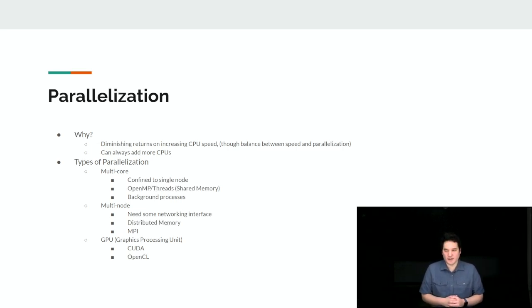Finally, kind of the newest type is using GPUs or graphics processing units. So you have your graphics card that can run a bunch of computations all at once on a set of data. You'll definitely hear this in the artificial intelligence machine learning field. And you usually access this through CUDA, OpenCL, and HIP as well, which is AMD's sort of competitor.